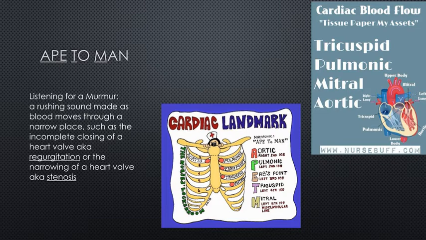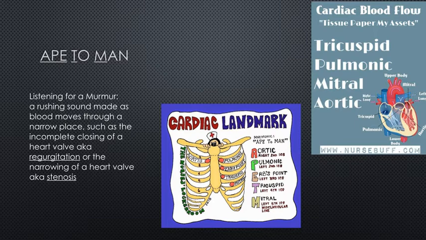So when we auscultate, what we are listening for is an S1 and an S2, a lub and a dub. So S1, the AV valves close. Those are the tricuspid and mitral. With the S2, the semilunar valves close. That's the pulmonic and the aortic. We're also listening for extra sounds or a rushing sound.